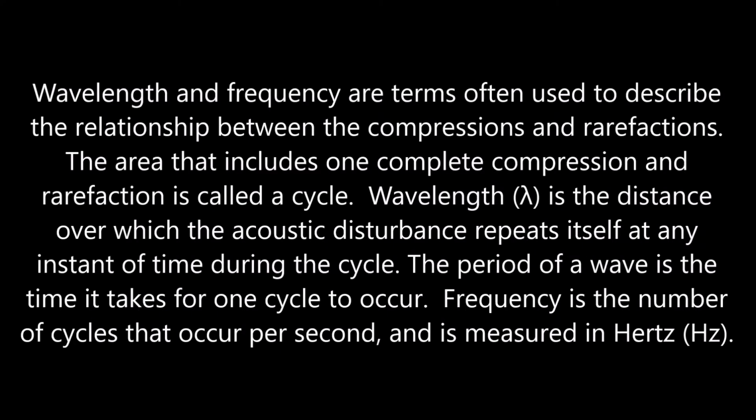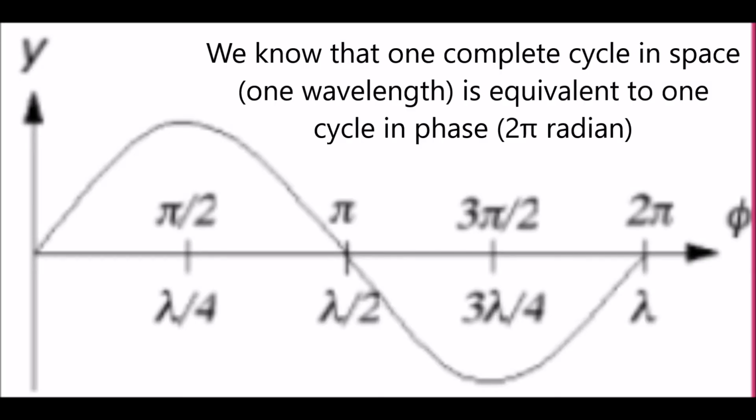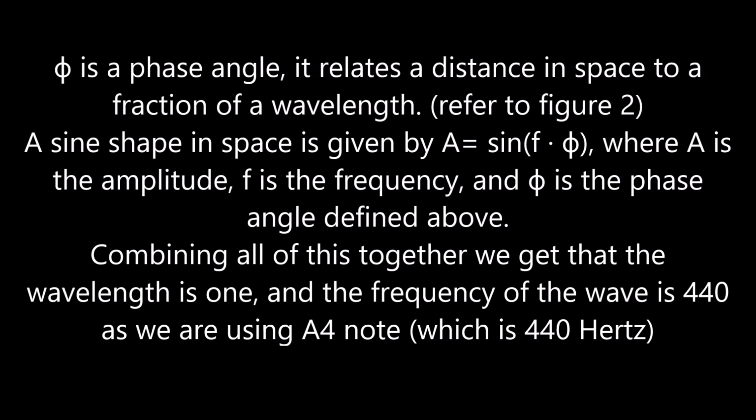Wavelength and frequency are terms often used to describe the relationship between compressions and rarefactions. The area that includes one complete compression and rarefaction is called a cycle. Wavelength, lambda, is the distance over which the acoustic disturbance repeats itself for any instant of time during the cycle. Based on that, we know that one complete cycle in space, one wavelength, is equivalent to one cycle in phase, about 2 pi radians. Phi is the phase angle. It relates the distance in space to a fraction of a wavelength.